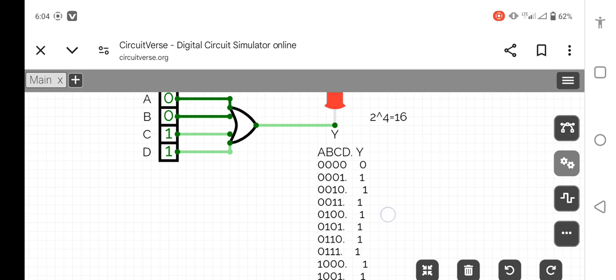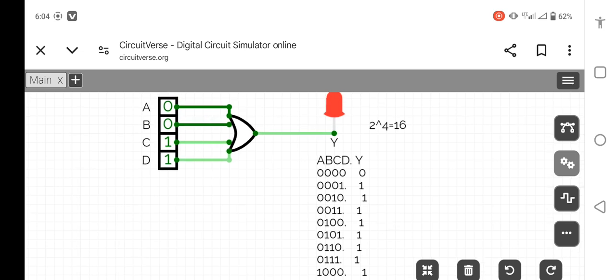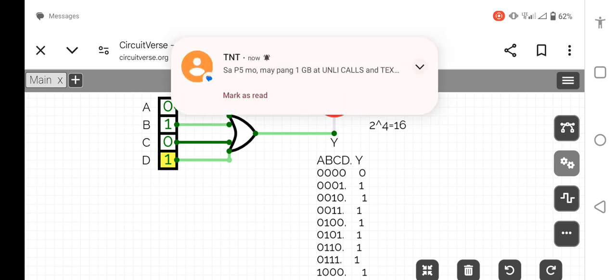Number 5, we have 0100. So the bulb will light. Number 6, we have 0101. So the bulb will light. Number 7, we have 0110.